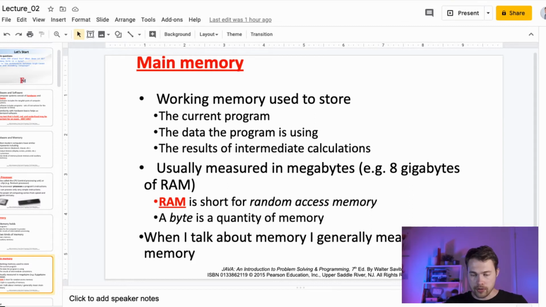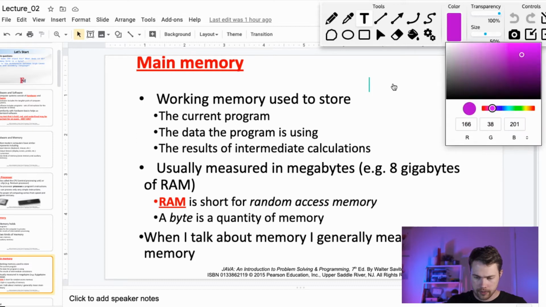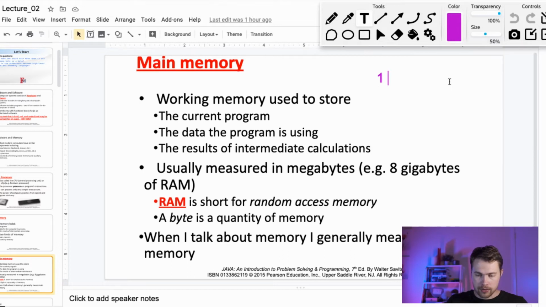Let's talk for a little bit about bytes versus bits. Let me see, what was that? Yeah, perfect. The size. Okay, color would be this. Perfect. Okay, so 1 byte is usually spelled.